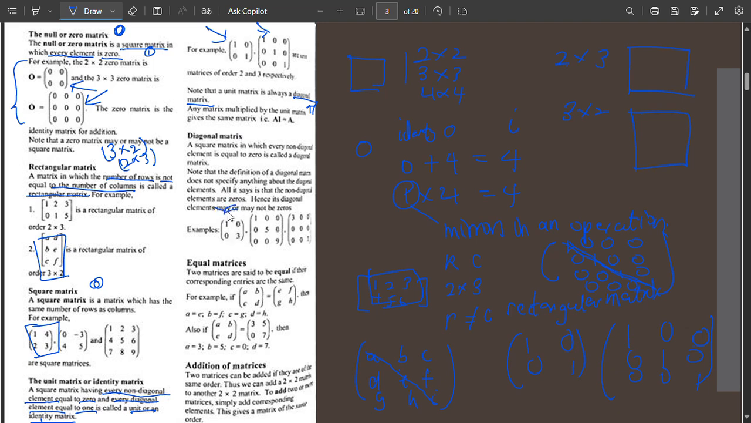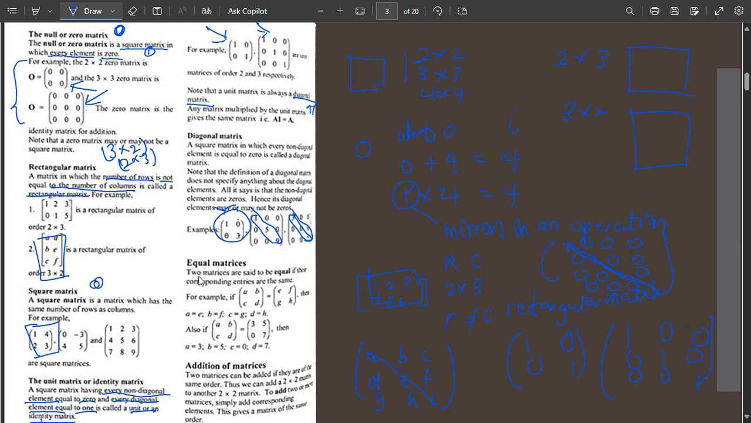You see here we have 1 and 3 here, elsewhere we have 0. We have 1, 5, 9, and any other elements apart from the leading diagonal are 0. So this is a diagonal matrix. Here too, we have elements on the diagonal, elsewhere it's 0. So this is a diagonal matrix.